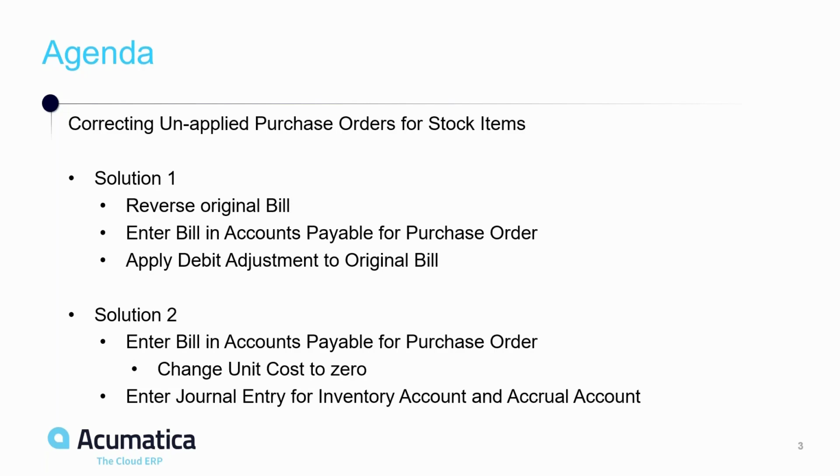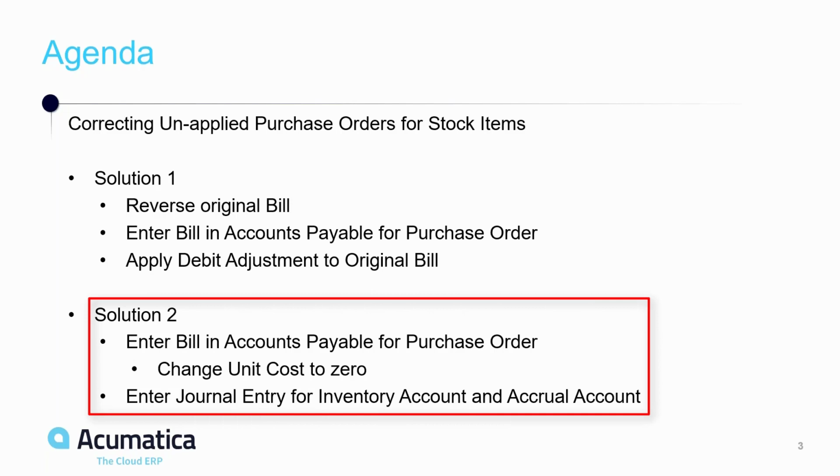But another way to do this is to leave that original bill alone, again, even pay it if you choose to do so, but then do the receipt against the purchase order, but change the unit cost to 0. In this scenario, you'll get a posting to the inventory adjustment account and the accrual account, and you will need to make an adjustment from there through general ledger journal entry.